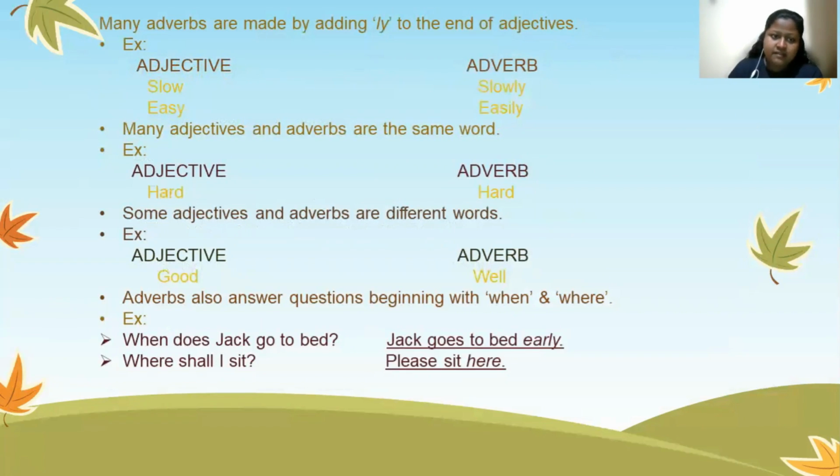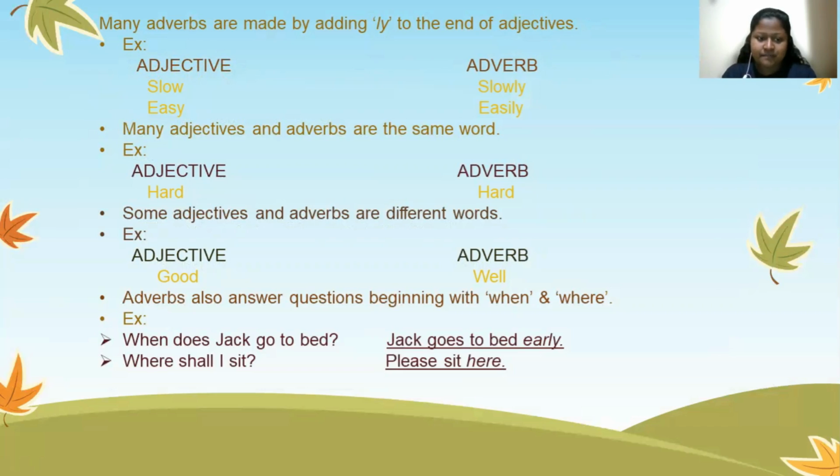Let's look at another method. Many adjectives and adverbs are the same word. As you can clearly see, hard. The adjective is also hard and the adverb is also hard. It is the same word. There are no spelling differences.